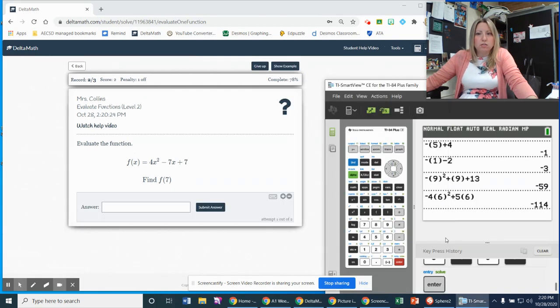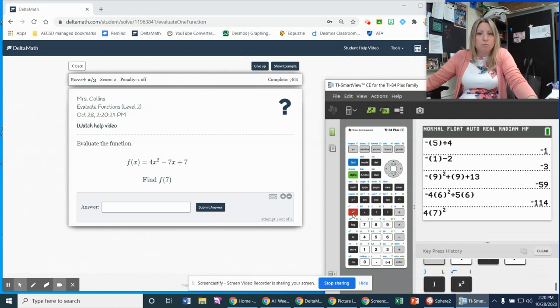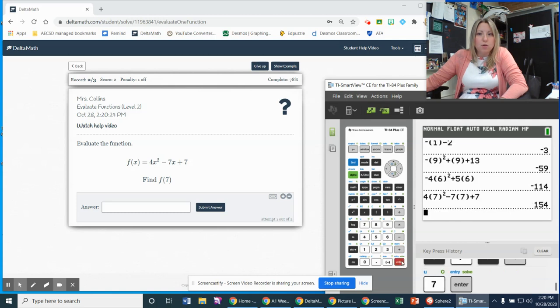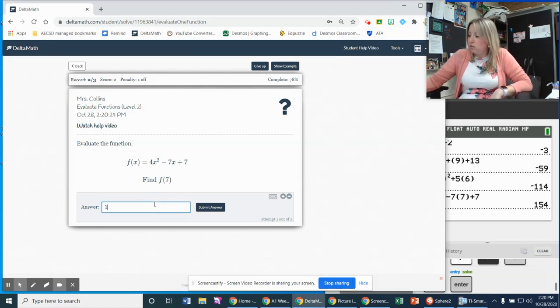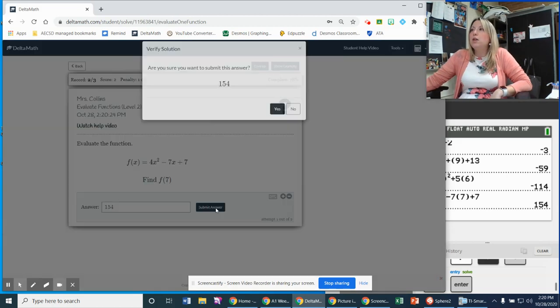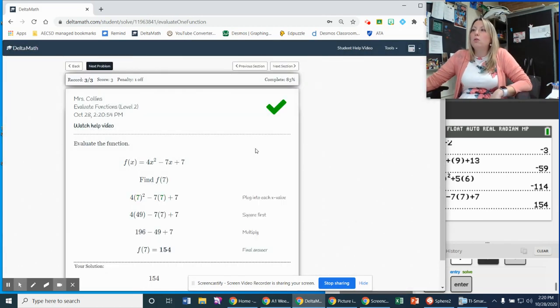Okay, one more. We've got 4 times 7 squared. Remember, that goes first, right? So I get 49 and then times 4. Minus 7 times 7 in parentheses here, plus 7 at the end. So here we go. We get 154. Okay. 154 it is. And submit. There we go. We're done with that section.